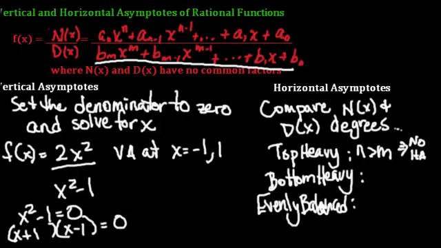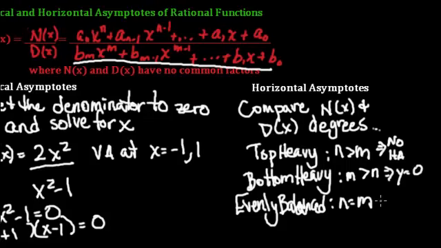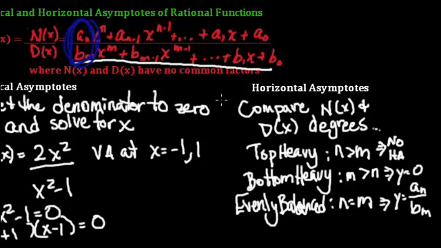And if it is bottom heavy, that would be m is greater than n. This is pretty easy because you just say that y equals 0 is your horizontal asymptote. If it's evenly balanced, or n equals m, we will say that y equals a sub n over b sub m, or the ratio of the coefficients.